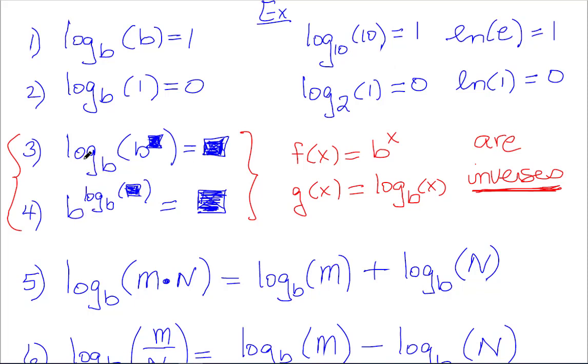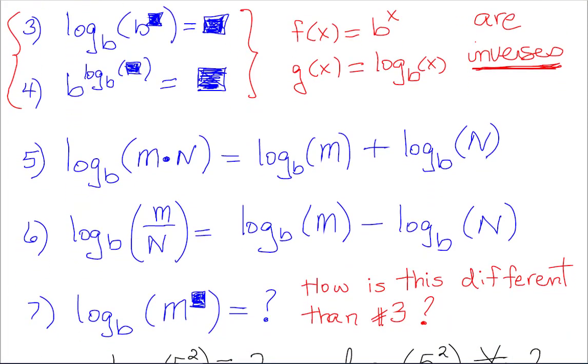Properties 3 and 4: if I have log b of b to something, where these b's match, I get the something back. And 4 looks a little strange, but it is equally true: b to the log b of something is again that item back. Now, when have we seen functions composed together give us something back? Well, that is when they are inverses. So log b of x and b to the x are inverse functions, and they will undo what the other one did.